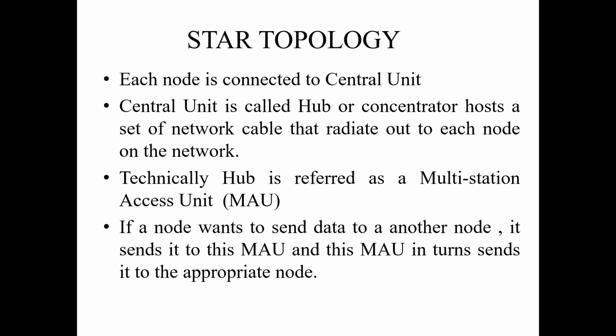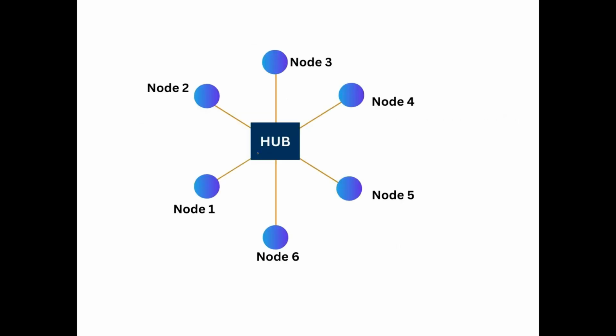Here, star topology looks like a star where each node is connected to a central unit, and this central unit is a hub or the concentrator, which hosts a set of network cables that radiate out to each node on the network. Here you can see a diagram of star topology. Here all these nodes, that is node 1, node 2, node 3, node 4, node 5 and node 6, are connected to the central unit. This central unit is basically the hub or the concentrator.